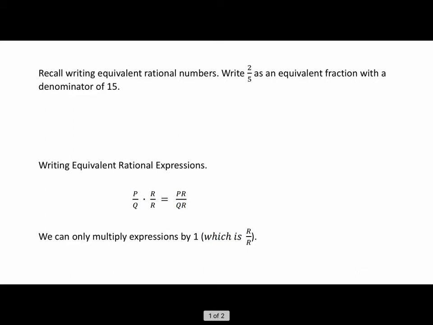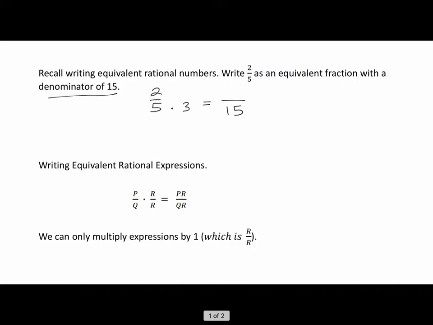Remember how to write equivalent rational numbers? So if we wanted to write 2/5 as an equivalent fraction with a denominator of 15, we start with the 2/5, and we need this to be an equivalent fraction with a denominator of 15. So how do we get there? Well, 5 times what equals 15? That's going to be 3.